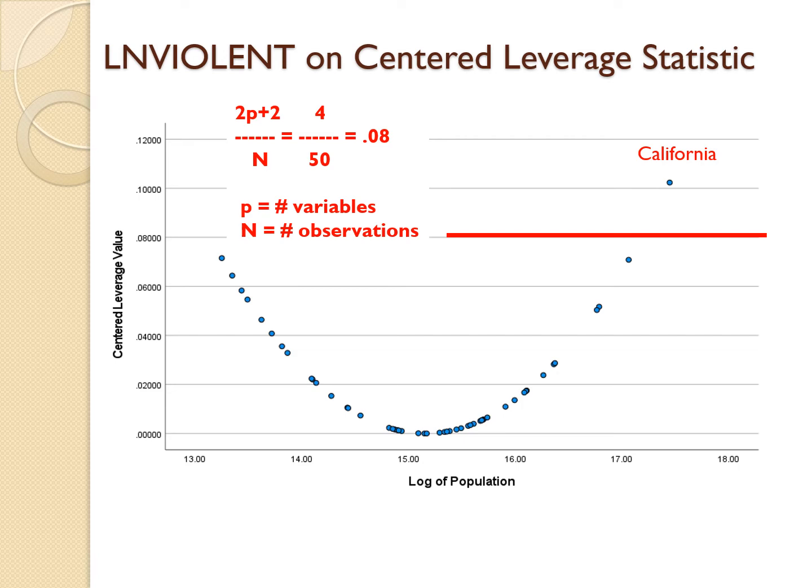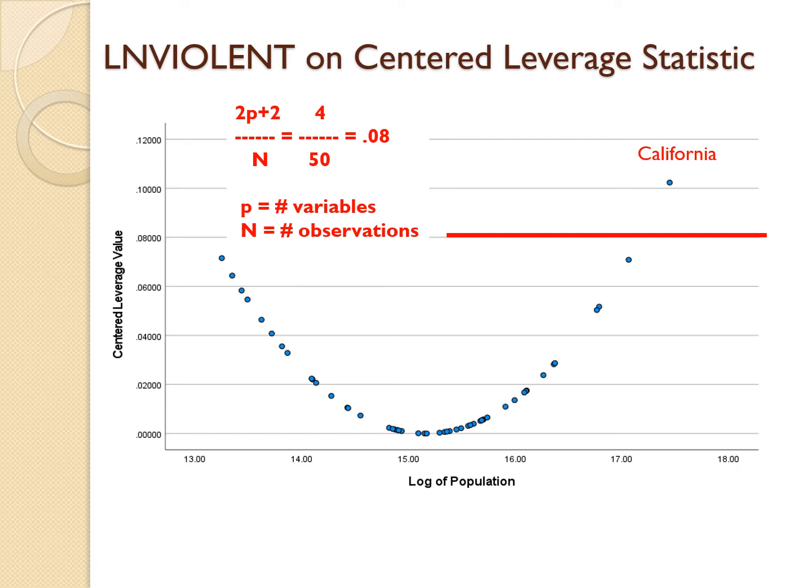We only care, we have the equation up here, which is kind of the rule of thumb. We only care if we pass a certain threshold. And that threshold in this case is 0.08. And I graphed where I put 0.08. It's the red line here on the graph. And we see that 1 point stands outside of that, California.